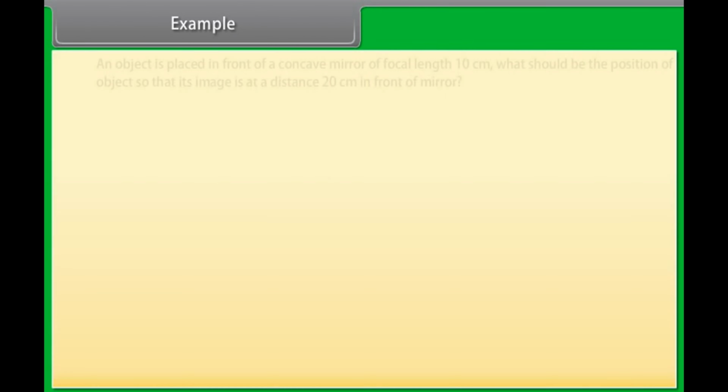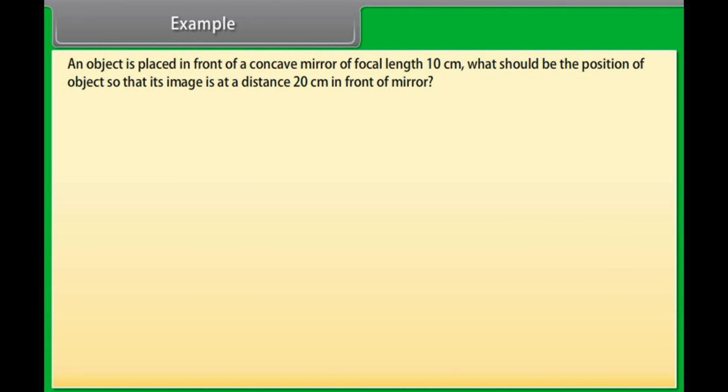Example: an object is placed in front of a concave mirror of focal length 10 centimeters. What should be the position of the object so that its image is at a distance 20 centimeters in front of the mirror? Solution: given f is equal to minus 10 centimeters, v is equal to minus 20 centimeters.